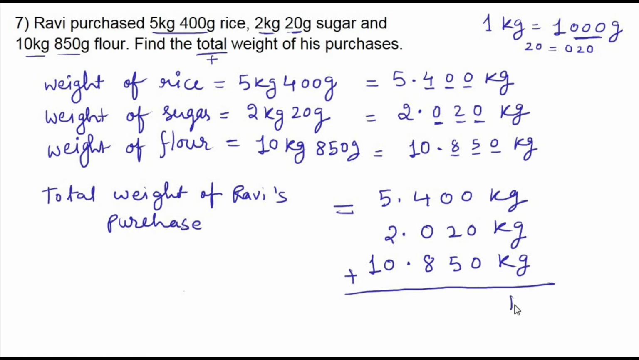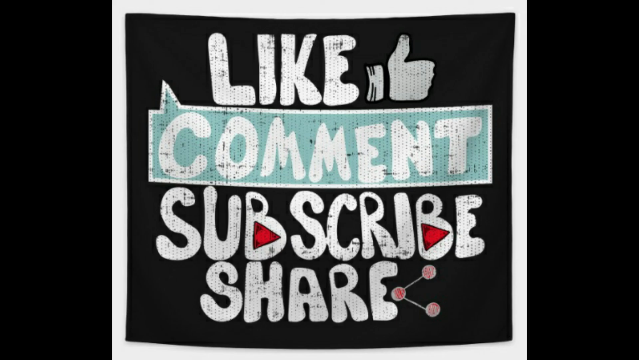So here kg as it is, then 0, 0, 0, 2, 5. 7, 4 plus 8, 12, 1 carry, keep the decimal point as it is, then 1 plus 5, 6, 6 plus 2, 8, then here 1. So our answer is 18.270 kg.